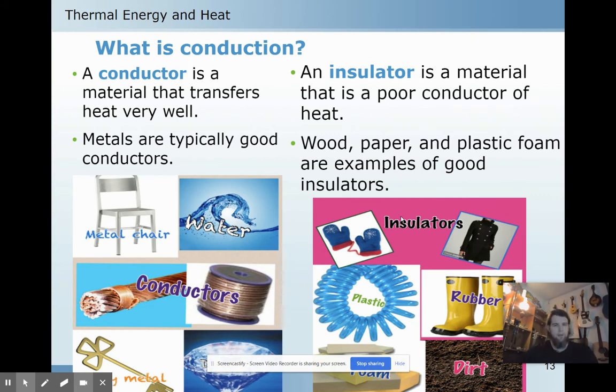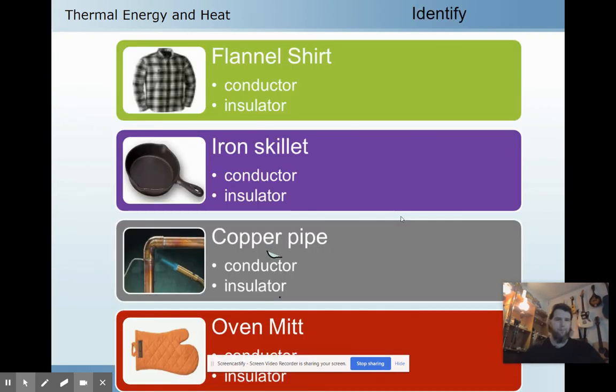Now, opposed to that are what we call insulators. Insulators are materials that are poor conductors of heat. Wood, paper, some plastics, those are really good examples of insulators. Silicon is a great insulator. Most heavy-duty oven mitts are made of silicon because it won't transfer that heat. It won't conduct it into your hand. It absorbs it, and it does not transfer it.